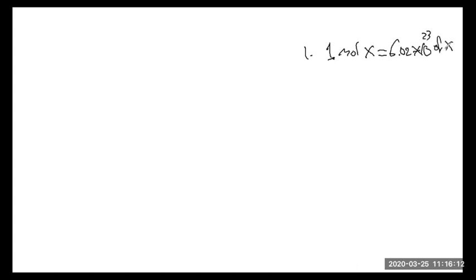X could be an atom, a molecule, an ion, an electron, could be anything, any object. Let's say, for example, one mole of phones will give you 6.02 times 10 to the power 23 phones. One mole of oxygen atoms will give you 6.02 times 10 to the power 23 oxygen atoms. One mole of water, it's going to be molecules, right?